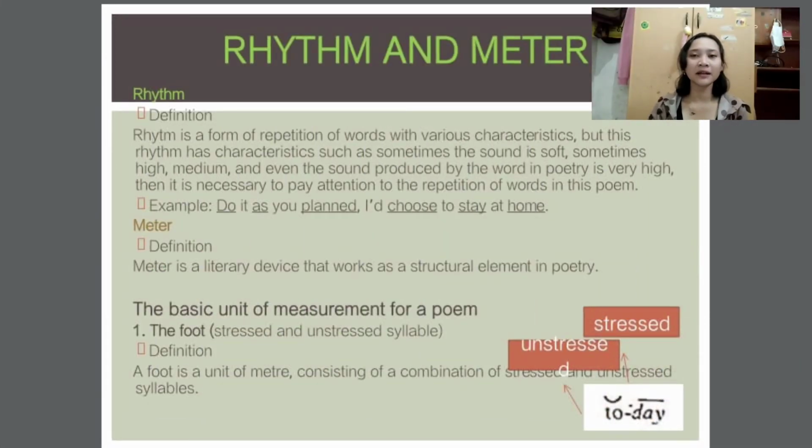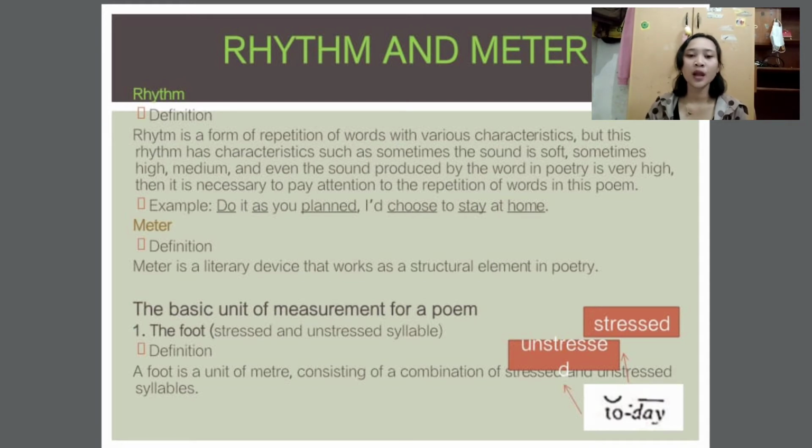Next, the rhythm and meter. Definition of rhythm. Rhythm is a form of repetition of words with various characteristics, such as sometimes the sound is soft, sometimes high, medium, and even the sound produced by the words in the poetry is very high. Then it is necessary to pay attention to the repetition of words in the poem.